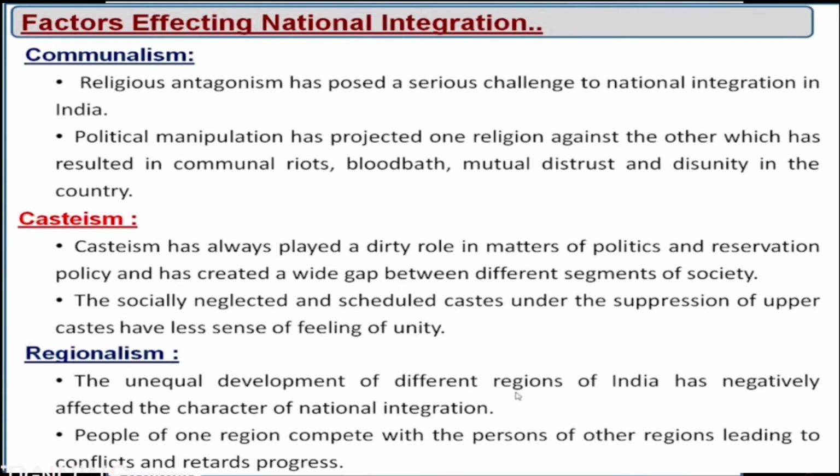The unequal development of different regions of India has negatively affected the character of national integration. This unequal development has become the major cause of many social movements after independence. People of one region compete with the persons of other regions, leading to conflicts and retarding progress.